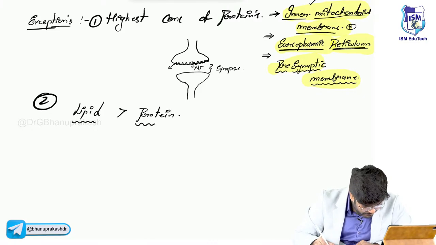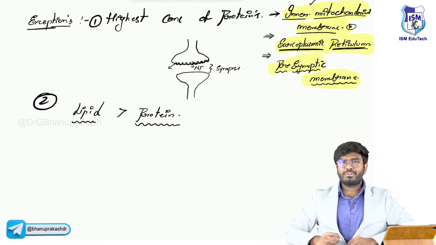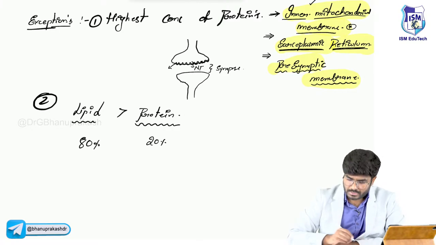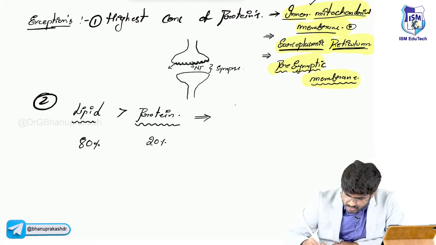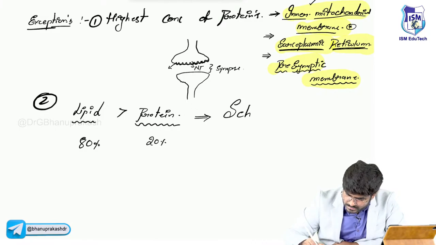Any idea? Now, what do you think? Sir, 80% lipids, but only 20% proteins in the membrane. So the answer is going to be the Schwann cell membrane. I hope you know what these cells are.